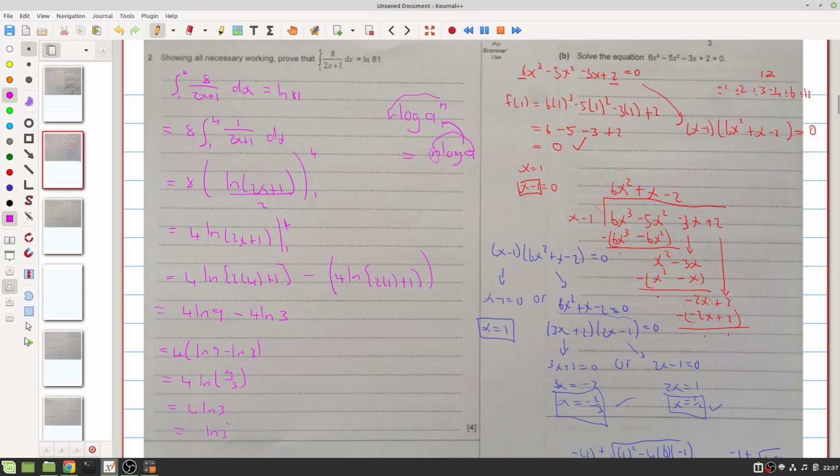We'll do ln 3 to the power 4. And what is 3 to the power 4? That's 81. Okay, let me just also show if we didn't do the factorizing part, so we did another thing.